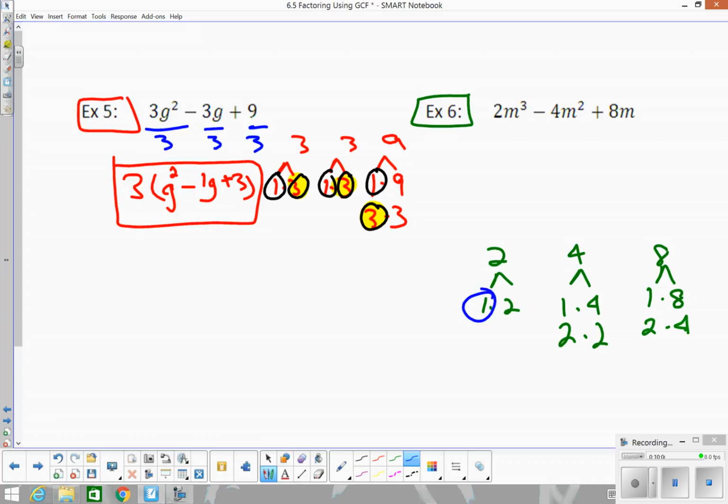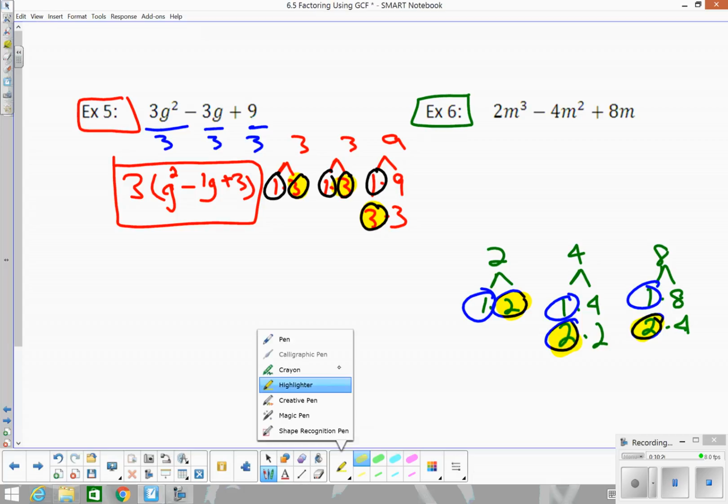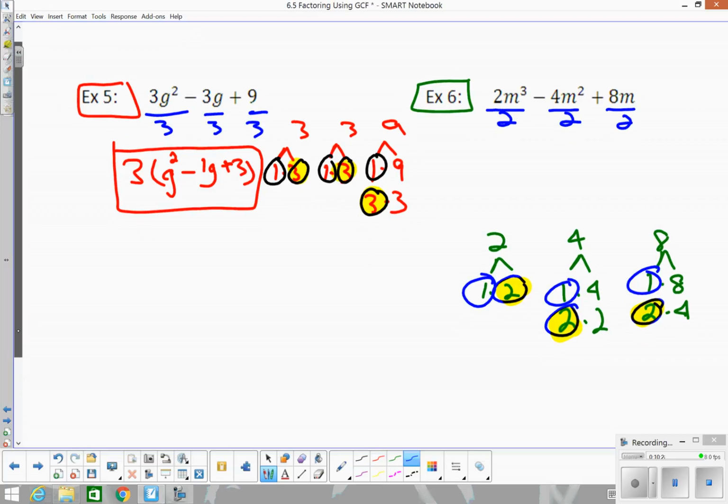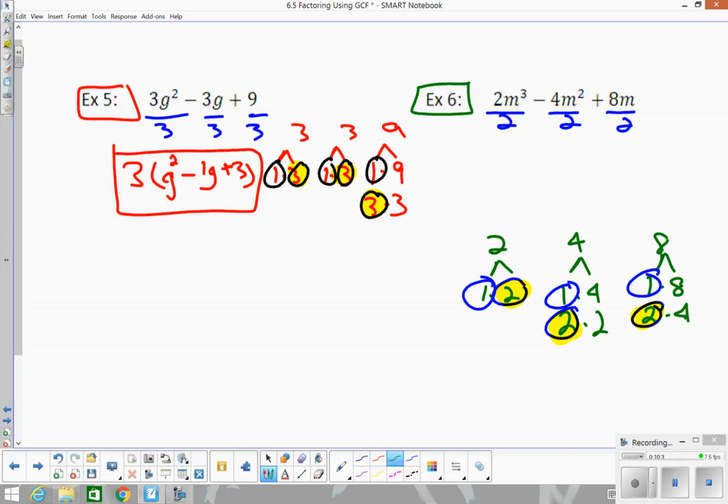So now when I go ahead and circle what I have in common, they all share a 1, they all share a 2. So I'm going to divide all by the greatest number that they have in common, which is 2, 2, and 2. So divide by 2, divide by 2, divide by 2. Awesome. Now looking at all of my terms, they all have at least one m. So I could take out some sort of variable. So let's say m cubed, m squared, and m. Okay? All I did was take out those variables.